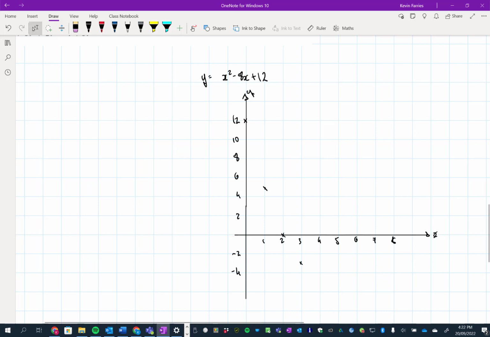X equals 4, you're going to get 16. So 4 squared is 16. 4 squared minus 8 times 4 plus 12 is equal to minus 4. It's going to be here. And I know I could go through this and figure them all out, but I kind of know it's going to be symmetrical about that point. So it's going to look something like that. And so if we were to draw this graph, it would look something like so.